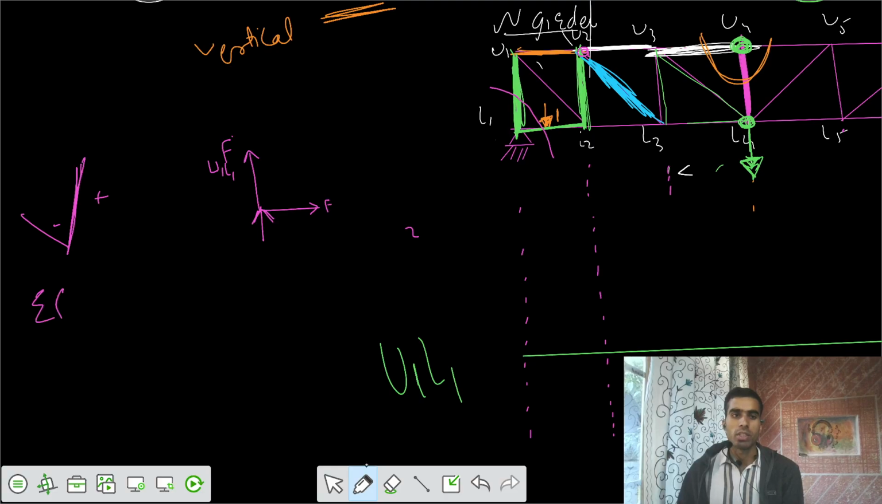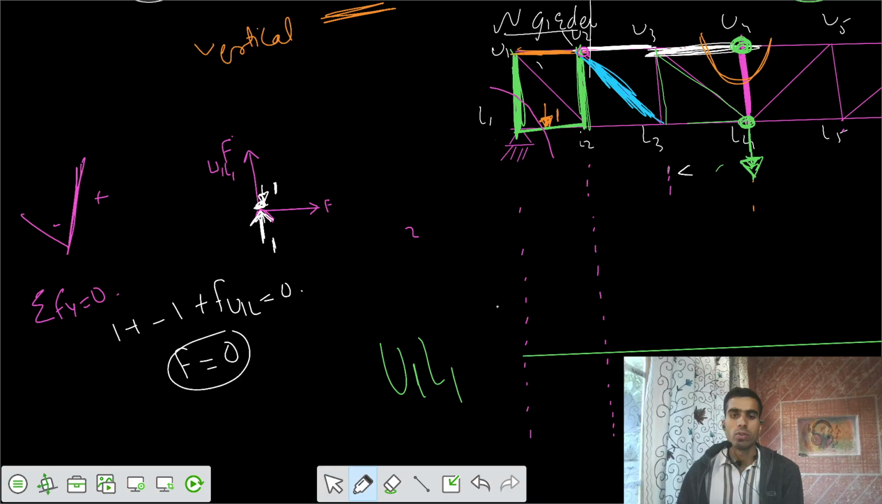I have to apply summation Fy equals 0. Now the load is applied at the joint L1. If the load is applied here, a unit of 1, the support is also giving a reaction of 1. So 1 minus 1 plus F U1 L1 equals 0. That means F equals 0. So the force at this critical location is 0.